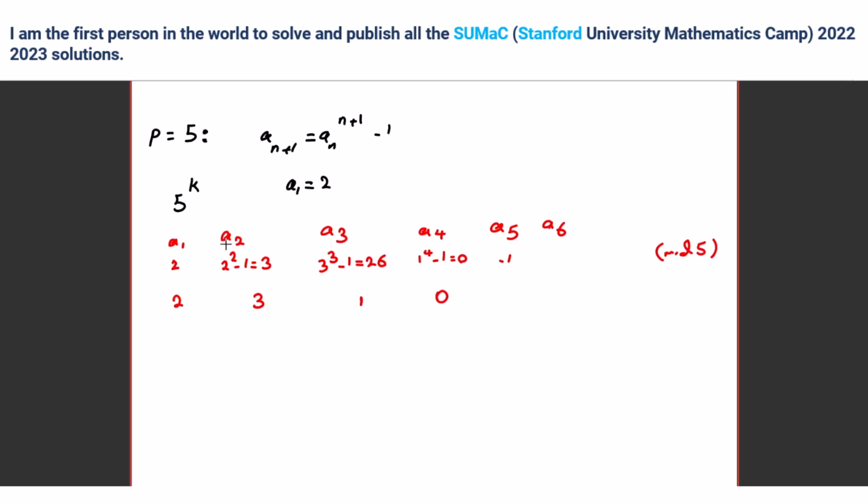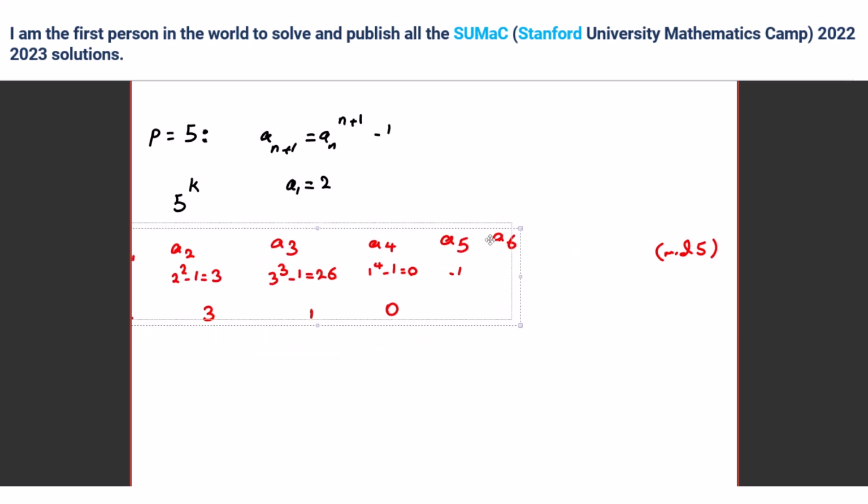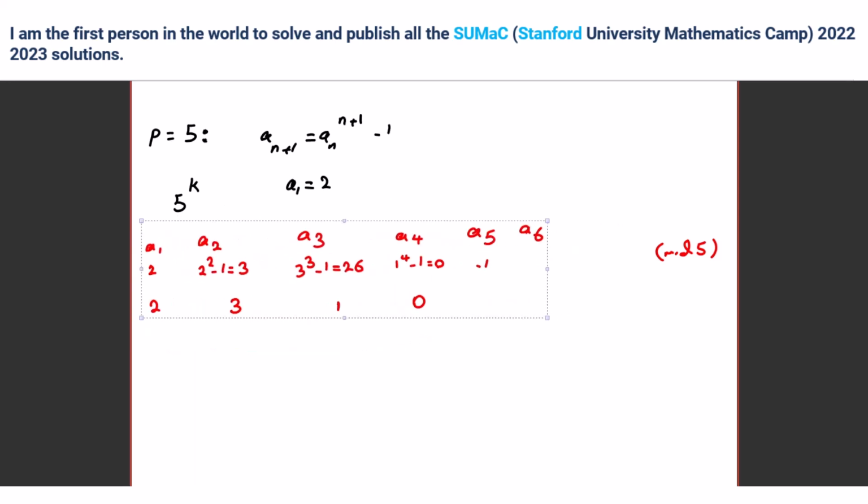Oh, it's 0. Exactly, it's 0. Because negative 1 to the power of 6 is even, minus 1, 0, right? Okay. a7 is what? a7 is then going to be again negative 1. a8 is what? 0. Yeah, so from here we have negative 1, 0, negative 1, 0, negative 1, and so on.